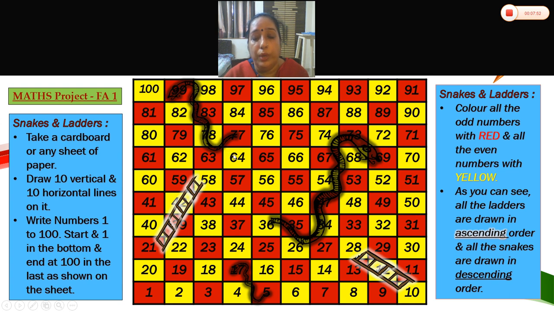Now we will do one more descending order. Can you see a small snake? The numbers are 17 and 5. So children, we have learned two concepts in this project. This project is FA1.